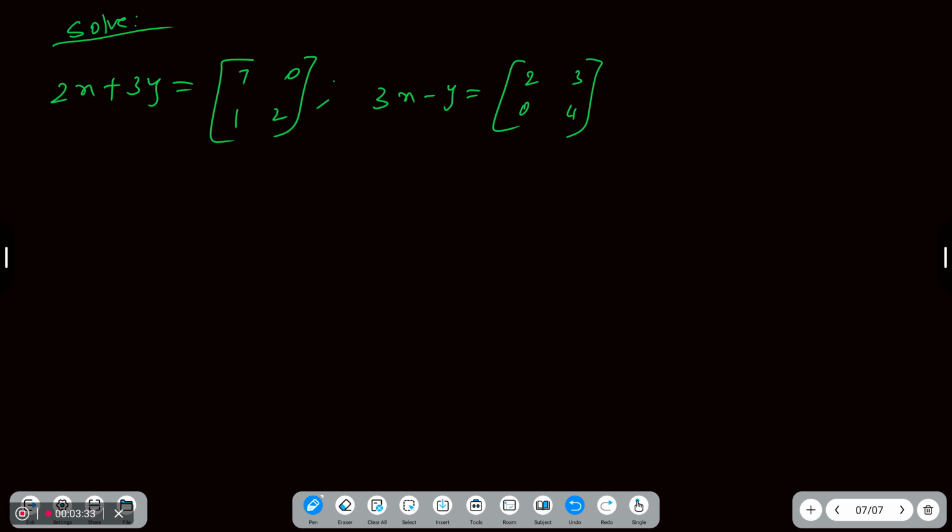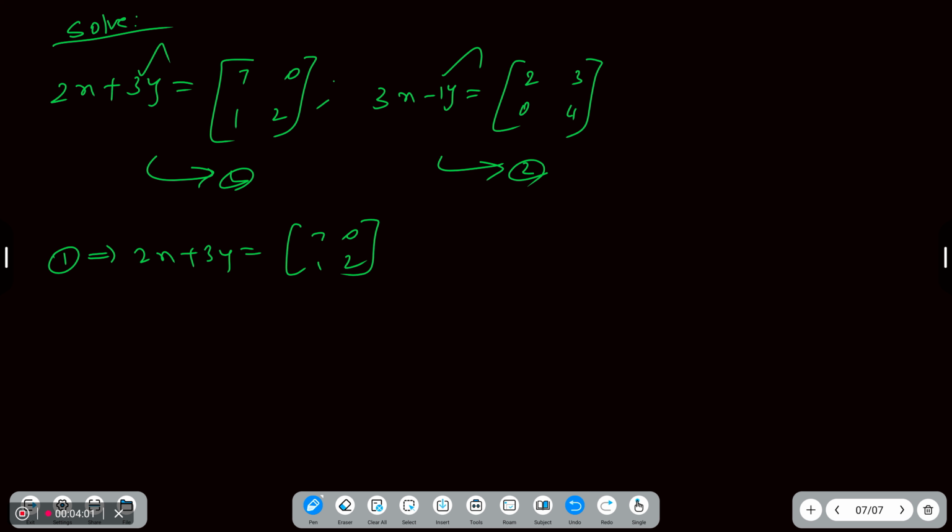See, only the constant is a matrix, the remaining are normal variables only. You take equation 1, equation 2. What is easy to cancel, the x variable or y variable? The y variable is easy to cancel. Here 3 is there, here 1 is there. So if you multiply equation 2 by 3, you can easily cancel y. So equation 1 as it is, 2x plus 3y is equal to 7, 0, 1, 2. And equation 2 multiplied by 3: 9x, minus 3y, and 3 times the matrix gives 6, 9, 0, 12.